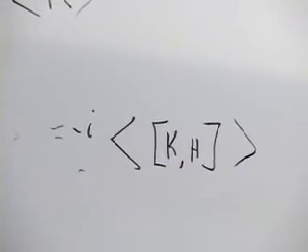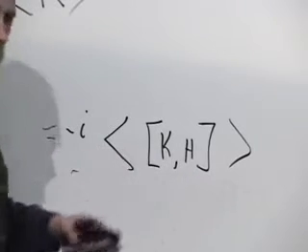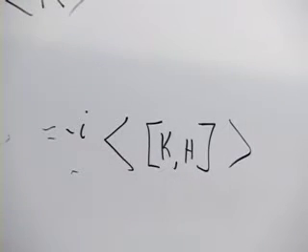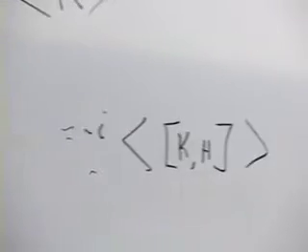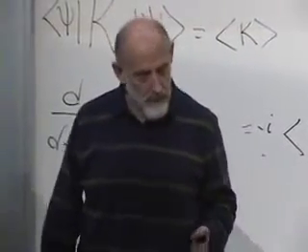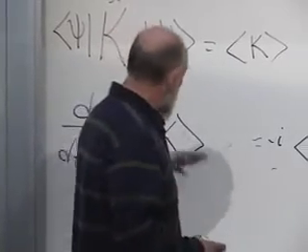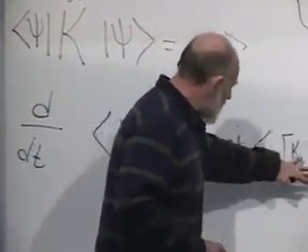All right, so to find out how a thing changes with time, you commute it with the Hamiltonian. Let me just remind you that in classical mechanics, what you do if you want to find out how a thing changes with time is you take the Poisson bracket with the Hamiltonian. In both cases, it's the Hamiltonian which tells you how things change with time.